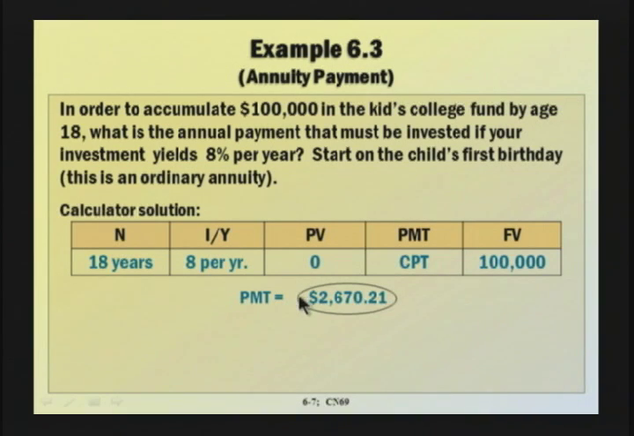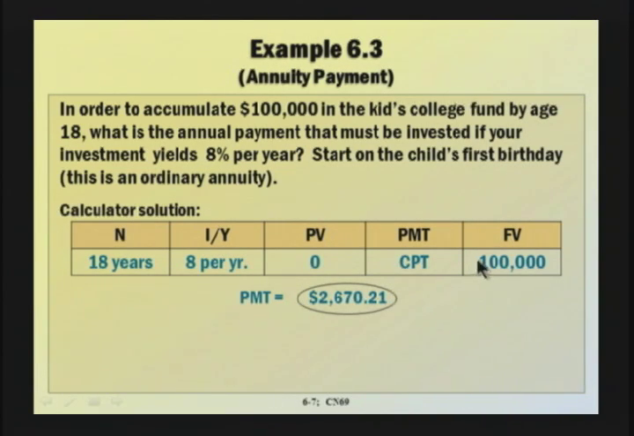Now the calculator will put a minus sign in front of that, telling you you'll be paying out the $26.70 and 21 cents in order to get a positive $100,000 when a kid is ready to go to college at age 18. So that minus sign the calculator gives you simply means you'll be paying that amount out each year. But certainly it's a positive number of dollars. The minus sign just means it's something you'll pay out.